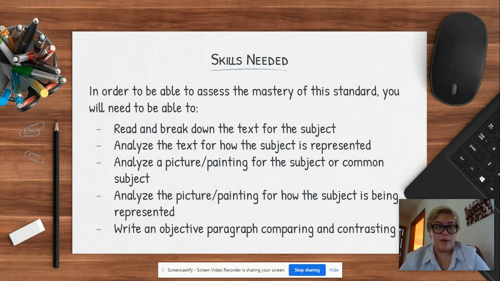You need to be able to read and break down a text for its subject. Now, remember that a subject is like, what is it about? So when we read Romeo and Juliet, obviously there's a lot of subjects, but say early in the year we were looking at the balcony scene and comparing it to a painting about the balcony. Obviously, the subject or the key scene there is the balcony scene. So if you're able to read the balcony scene and then tell me what is happening in the scene, then you're pretty good at that part.